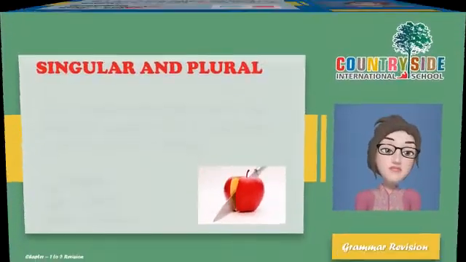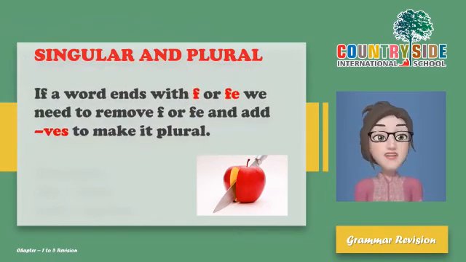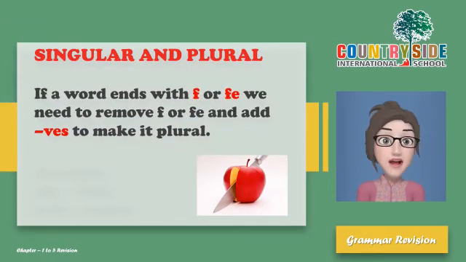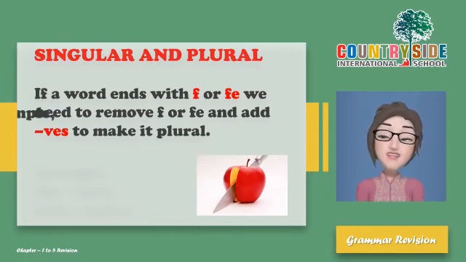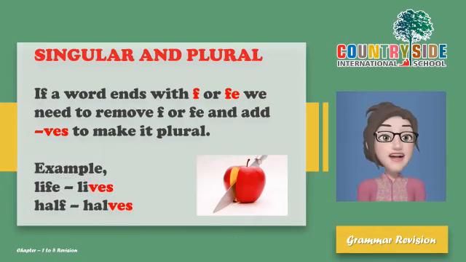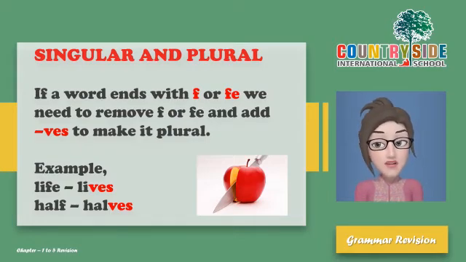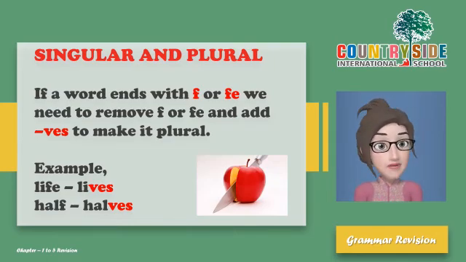If the word ends with f or fe, we will remove f or fe and add ves to make it plural. So example, life, f and e. So we'll remove fe and we'll add ves, lives. Half, remove f and we'll add ves, halves.